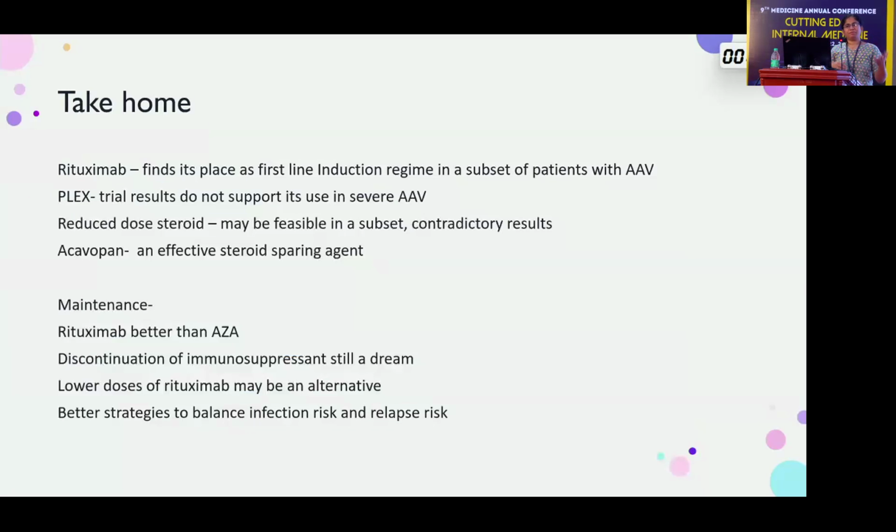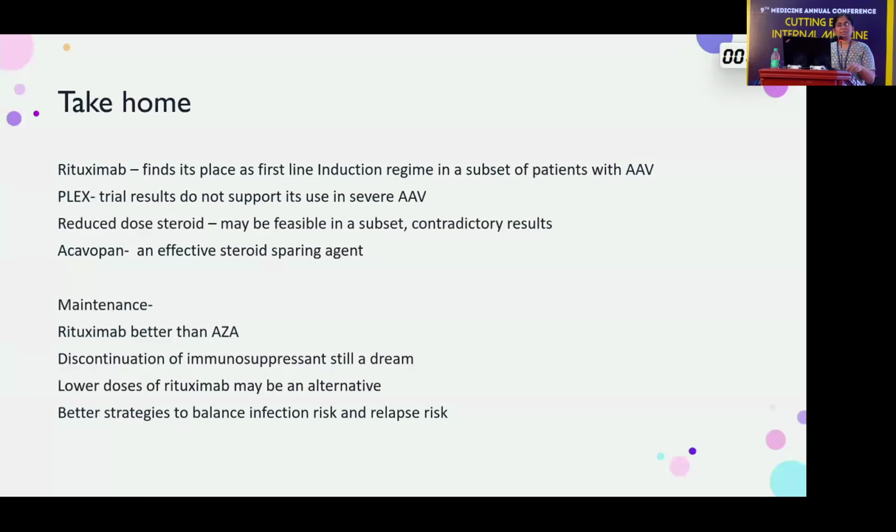So this is the take-home: what are the advances? Rituximab has found its place as a first-line induction regimen in a subset of patients with ANCA vasculitis. The PLEX trial results do not support its use in severe AAV, but there are real-life settings that support the use of PLEX conditionally in patients who have rapidly progressive glomerulonephritis. You can go low on steroids, but it may be feasible only in a subset of patients. There is a new drug, avacopan, which is like a panacea for steroids. But it's very early to say how effective this drug is going to be in patients without steroids.